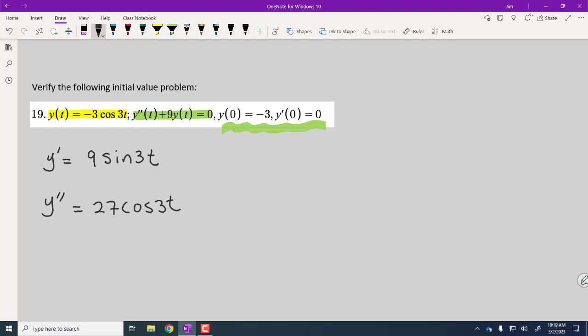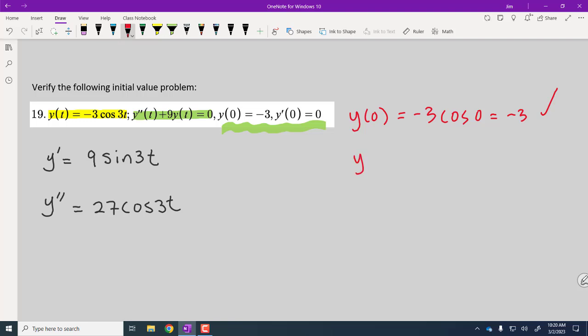Let's just make sure. So let's check these conditions. When we do y of 0, that means we're plugging in 0 right there. So y of 0 means minus 3 cosine of 0. And cosine of 0 is 1. And so this checks, right? Because this says y of 0 is negative 3, and that's what they gave us. So the initial condition for the y function is good.